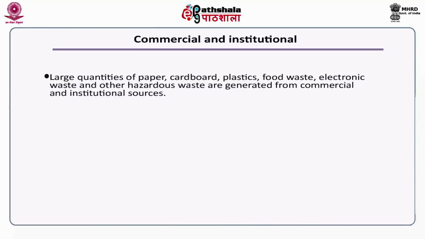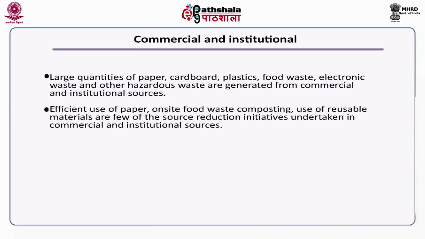Now, let us discuss how to achieve source reduction in a commercial and an institutional area. Large quantities of paper, cardboard, plastics, food waste, electronic waste and many other hazardous wastes are generated from commercial and institutional sources. Efficient use of paper, on-site food waste composting, and use of reusable materials are some of the examples of source reduction initiatives that can be undertaken in a commercial and an institutional source.